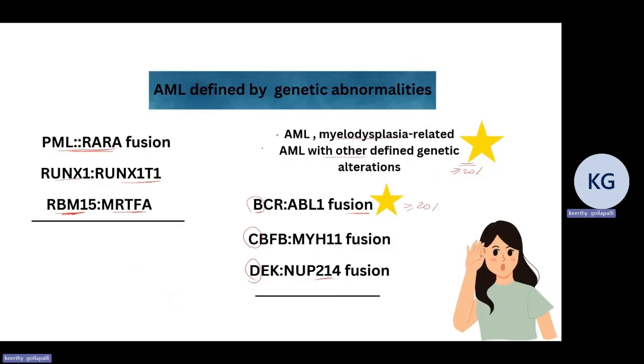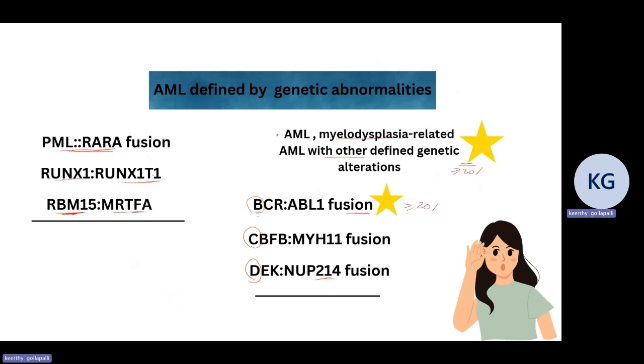Coming to fusions, we have divided them into two groups. One is PML-RARA, RUNX1-RUNX1T1, RBM15-MRTFA. Then BCR-ABL fusion, then CBFB-MYH11, then DEK-NUP214 fusion, right? So these are the things. Apart from this, you have AML myelodysplasia-related and AML with other defined genetic alterations.